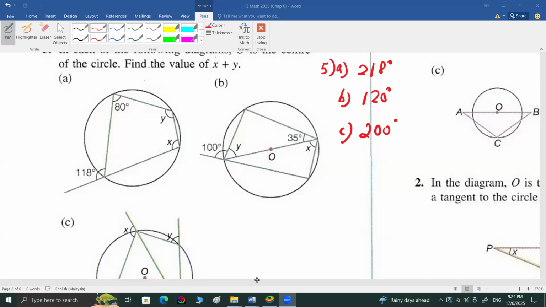I repeat, you can get x equals, and then y equals, then add up. Or you can get it directly from x plus y. Later I show you.